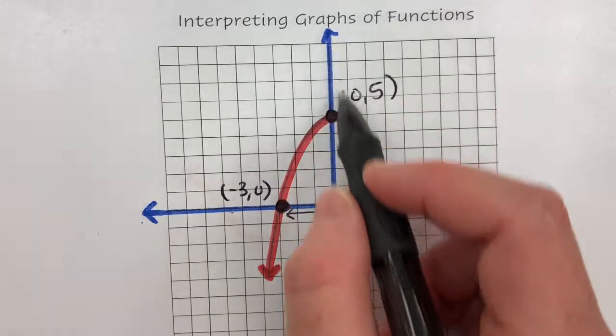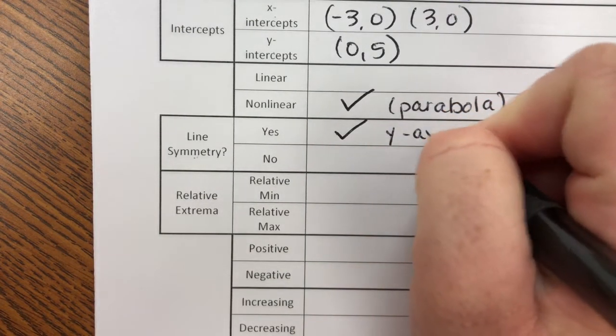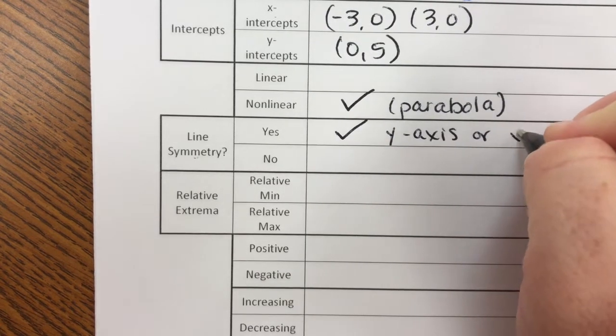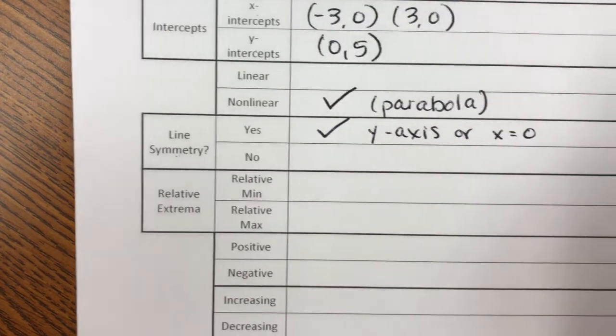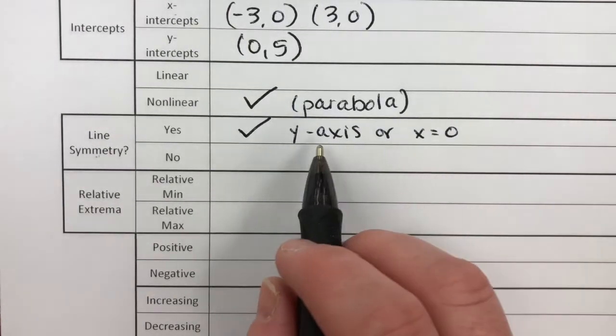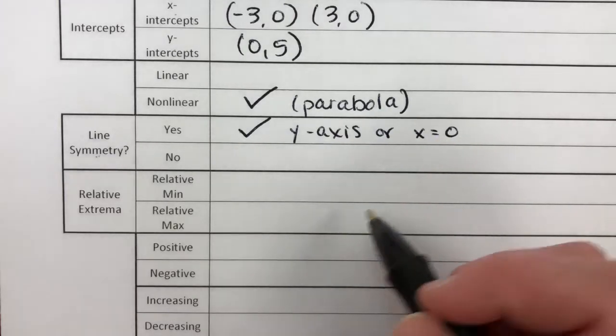And then I could put, what's the line of symmetry here? It's the y-axis. So I could put y-axis, or I could put when x equals 0. You always have to tell where on the x-axis is your line of symmetry. It's the y-axis or when x is 0. That's my line of symmetry.